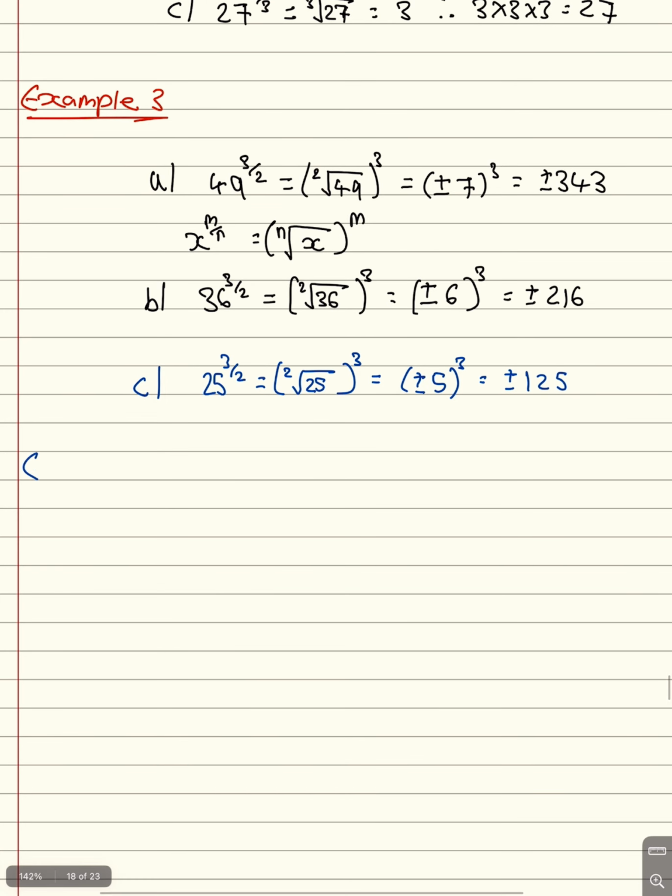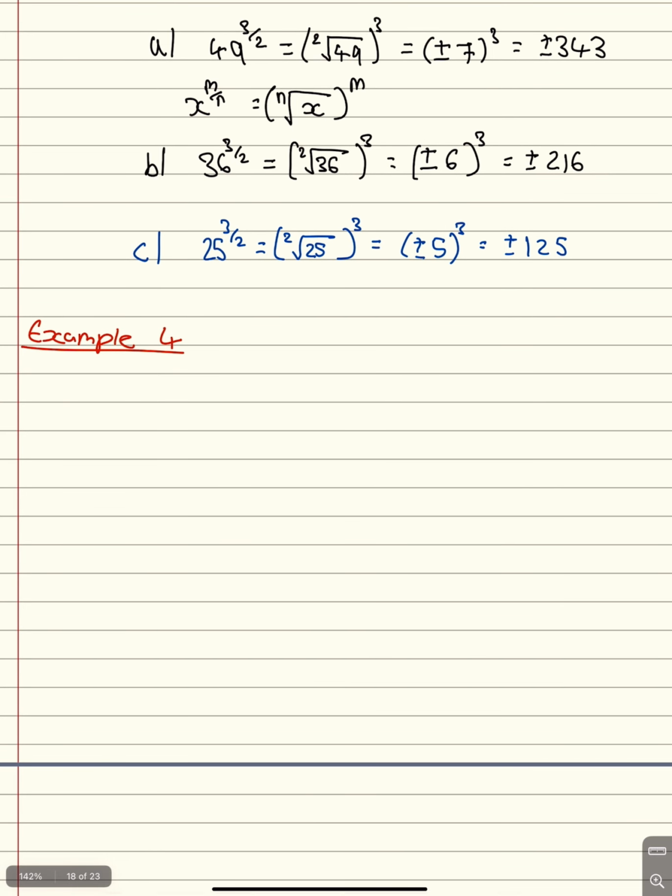Okay, we will now move on to example 4. Example 4, for part A, we will look at 25 to the power of negative 3 over 2. Now, as we have a negative power, we have to take the reciprocal of 25. And the reciprocal of 25 is just 1 over that.